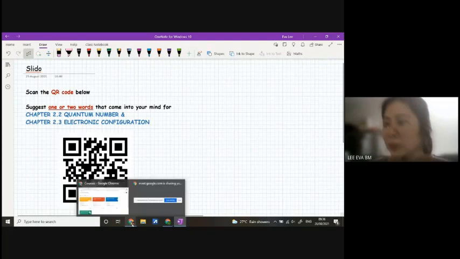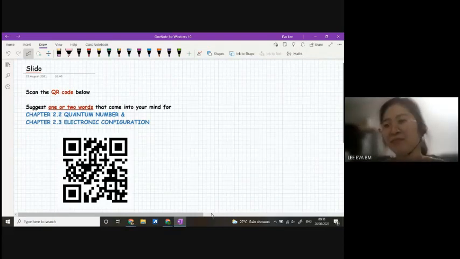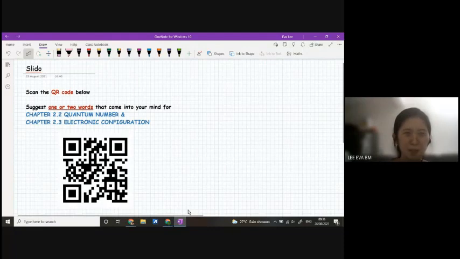Were you able to scan the QR code? Two words only, isn't it? One or two words, yes. Maybe you remember about one, then you write that one. Maybe you remember both or lots of the keywords, then you write them down. So we want to see what are the keywords that the majority of you agree on.